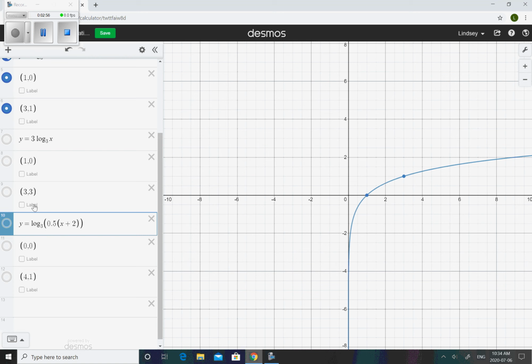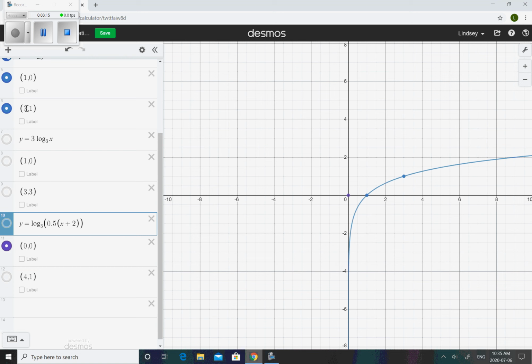So for (1, 0), I'm going to take the x coordinate of 1 and multiply it by 2, which would be 2. And then this plus 2 means shift it to the left 2 units. So I'm going to subtract 2 to give me 0. So (0, 0) is a point on my transformed graph.